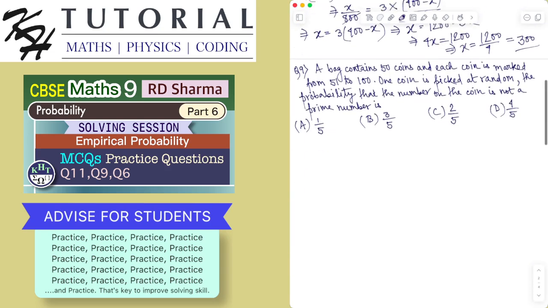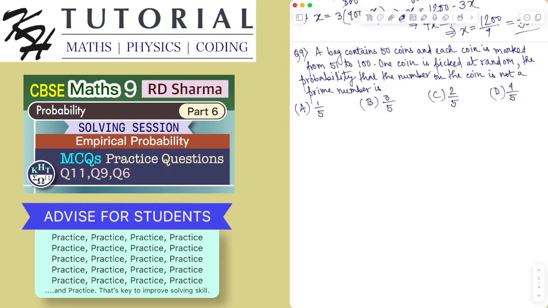Question number 9. These questions are from the supplementary books of MCQs by the same author, R.D. Sharma, of class 9 mathematics, CBSE board. Question number 9 says, a bag contains 50 coins and each coin is marked from 51 to 100. One coin is picked at random. The probability that the number on the coin is not a prime number is.